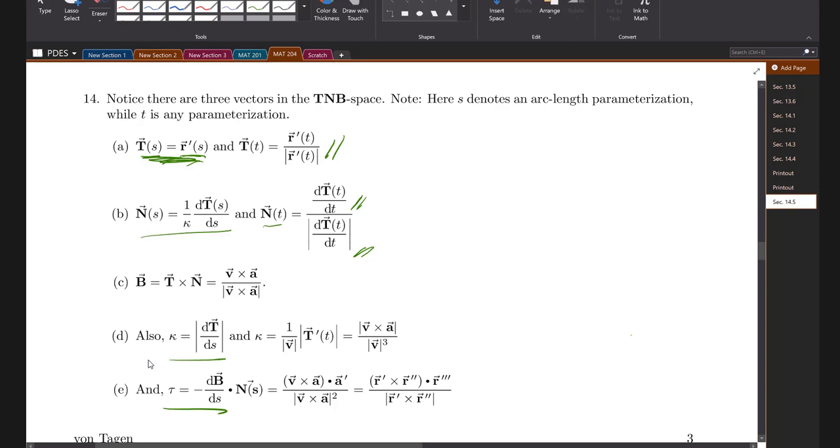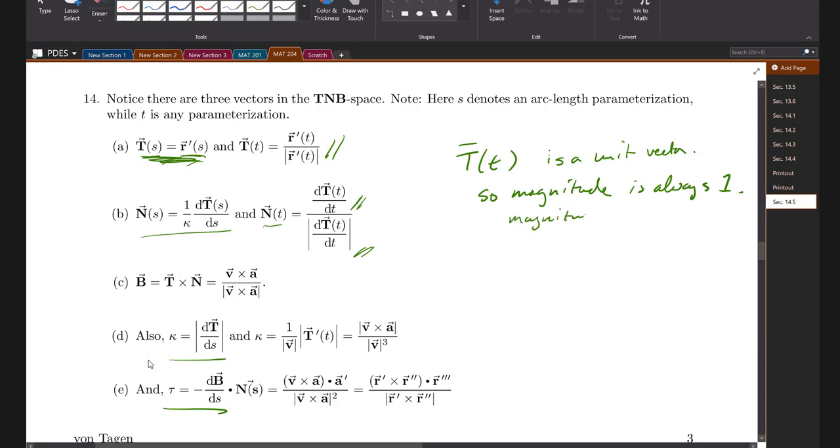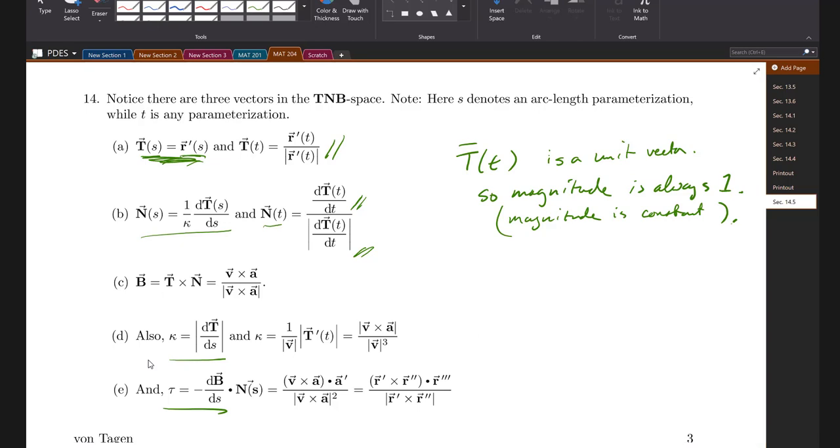What do we know about T of t? It's a unit vector, right? And so what's the magnitude of it? 1. So the magnitude is always 1. And so more generally, the magnitude is constant. And if you look back at that first proof that I gave you at the start of class today, we said that if you've got a vector valued function with constant magnitude, it is always orthogonal with its derivative.